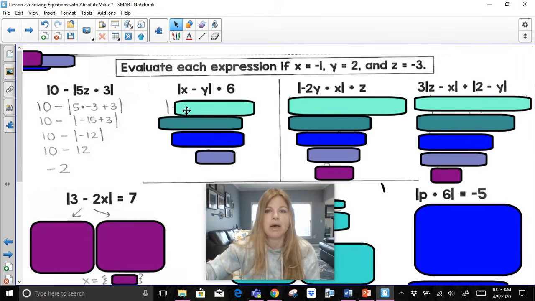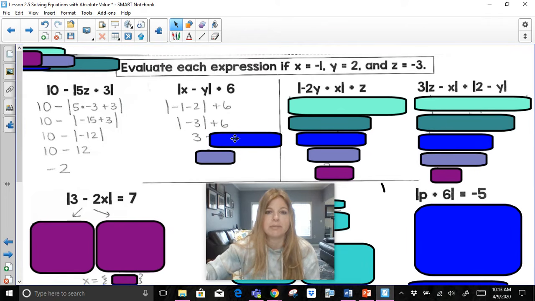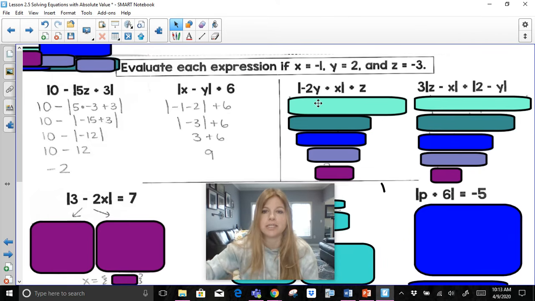Absolute value of -1 minus, my y value is 2, plus 6. -1 minus 2 is -3. So an absolute value of -3 plus 6. Absolute value of -3 is 3, plus 6 is 9. Good, let's try the next one.